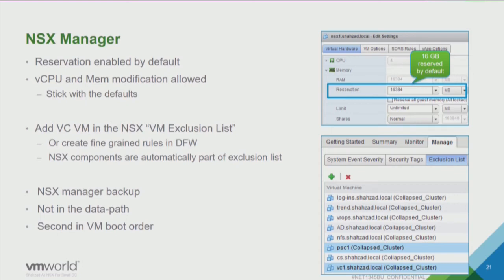It's also incredibly important to add the virtual center virtual machine to the NSX VM exclusion list. This removes it from being a part of the distributed firewall. The reason we want to do that is that you can actually lock yourself out. All firewall rules are done through the vSphere web client, and if you set the default rule to block without allowing vCenter the proper access, you can't get into the web client to change the rules to get back into the web client. It's a call to GSS.